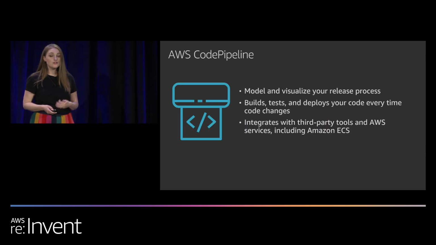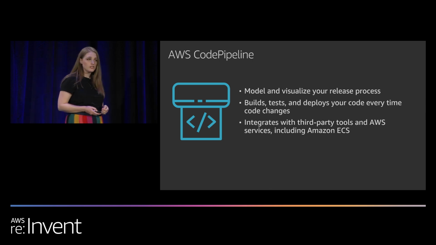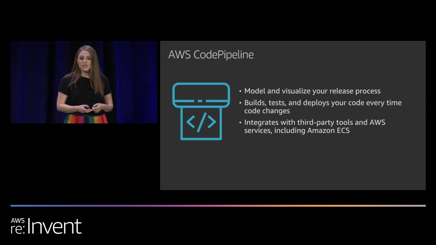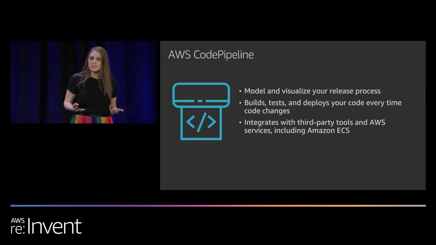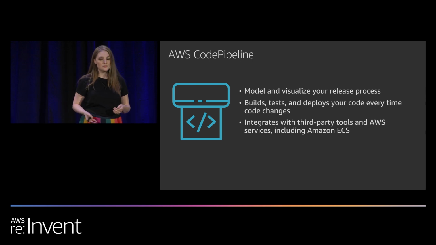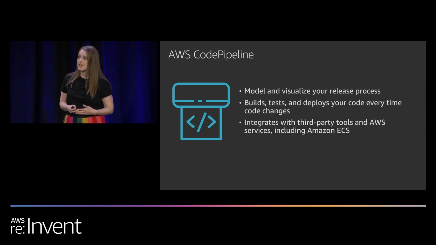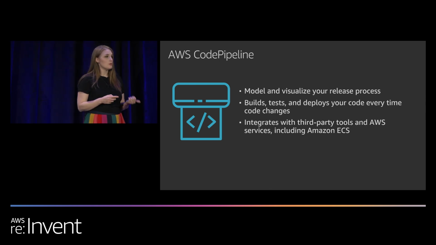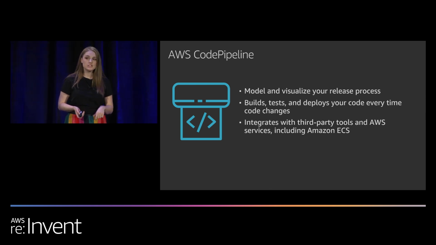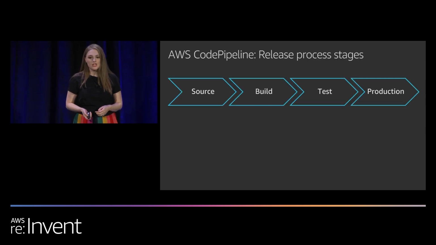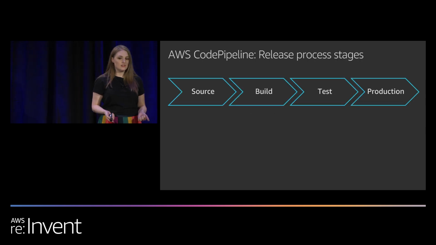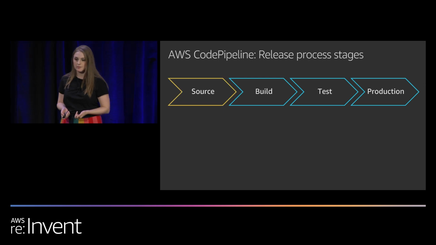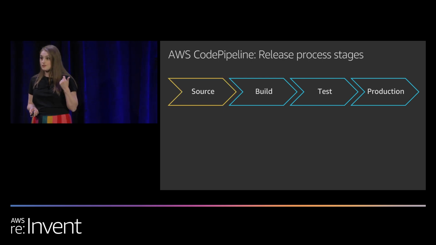So for most of the examples today, I'm going to use CodePipeline. CodePipeline helps you model and visualize your release process in a pipeline visualization. It builds, tests, and deploys your code every time code changes, and it integrates with both third-party tools and AWS services like ECS. So in order to implement the release process on top of CodePipeline, let's first start with source.